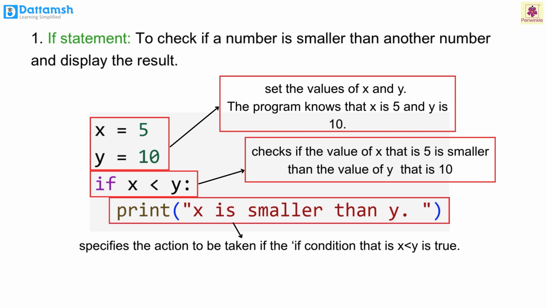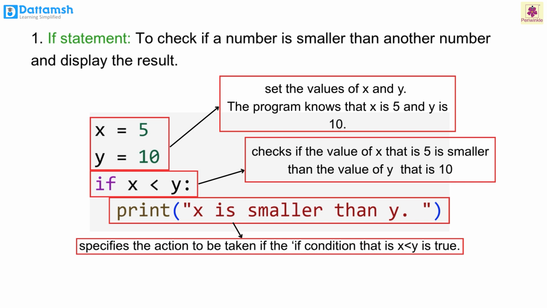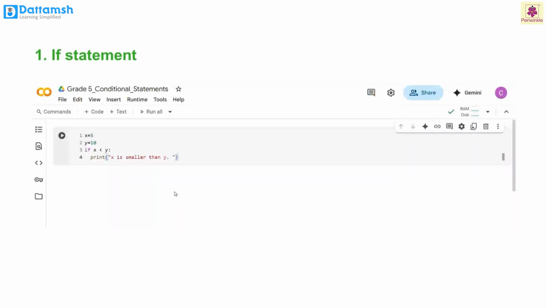Print x is smaller than y. This line specifies the action to be taken if the if condition, that is x is less than y, is true. Let us run the code to see the output. Since 5 is less than 10, the if condition is true. The program prints x is smaller than y.